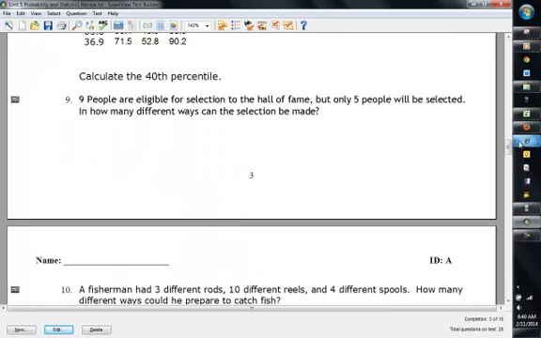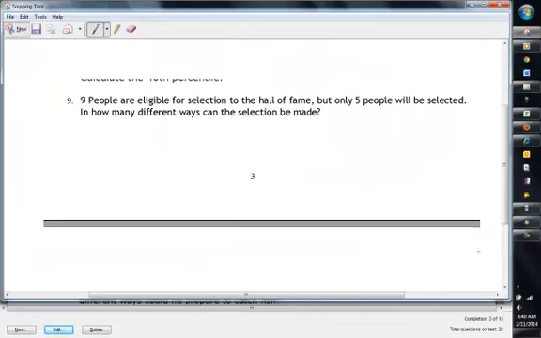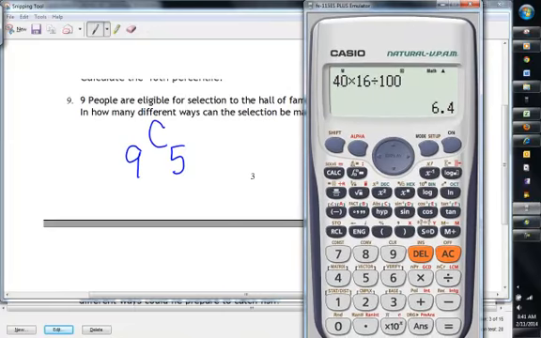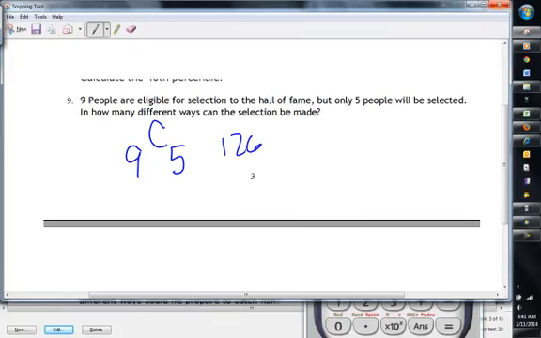Where are we? Number 9. Nine people are eligible for selection to the Hall of Fame, but only 5 will be selected. In how many different ways can the selection be made? Since there are 9 people, and this is like a committee, we have 9 choose 5. 9, choose is my nCr key, choose 5, and we get 126. All right, next one.